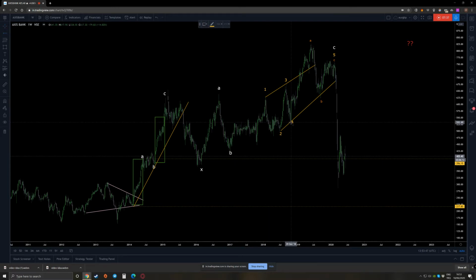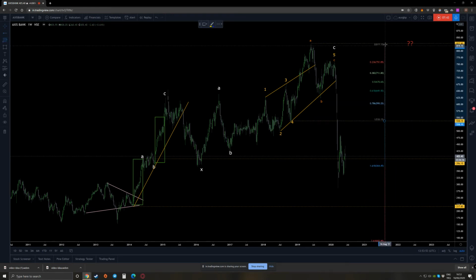So, did it do that? Look, it actually does more than 618. So, what does this mean? It means that this move can be considered as ABC, X, ABCD.